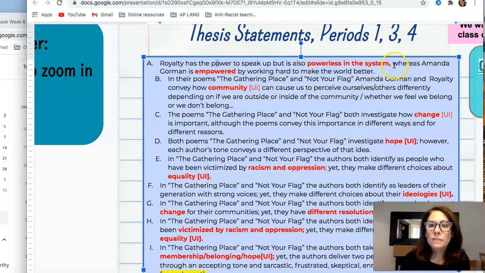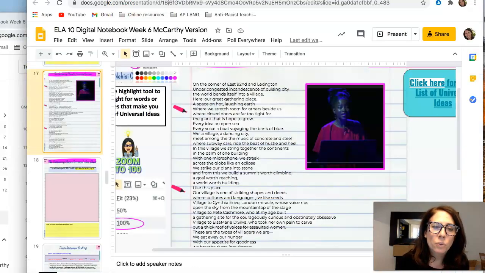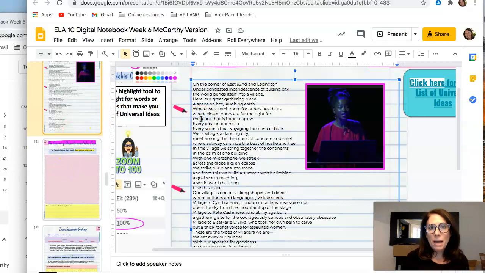So we know that this is all the first paragraph right here about Amanda Gorman in her poem, The Gathering Place. And we know that first paragraph is about finding evidence that shows she is empowered, she's strengthened by working hard to make the world better. So the evidence that we find on page 17 in our week 6 notebook about Amanda has to be she's empowered. She's strengthened to make the world a better place.